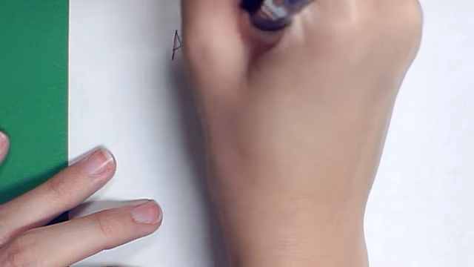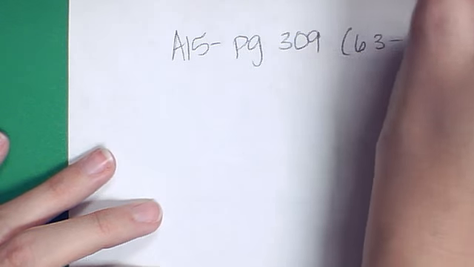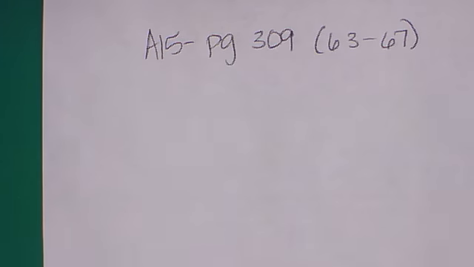And that was it for our notes today. The assignment is A15, and that's page 309, numbers 63 to 67. There are 5 problems there. Be sure you draw a picture so that you know what you're looking at.